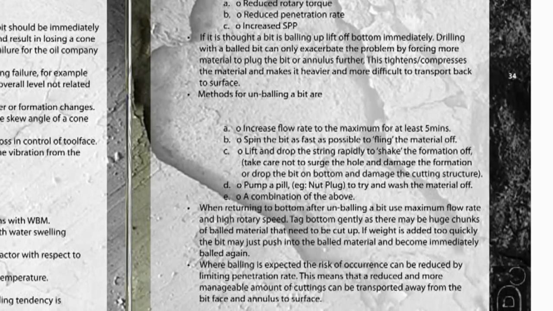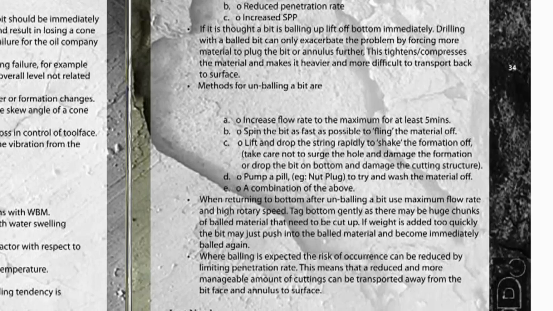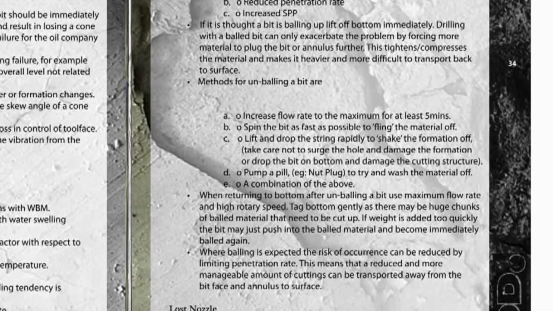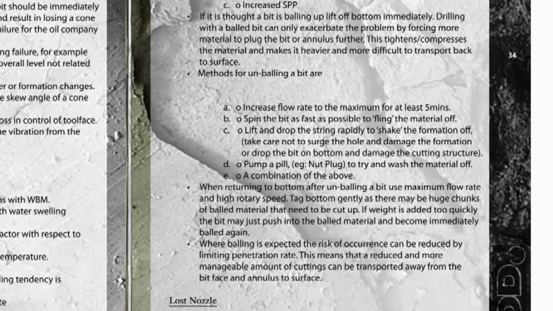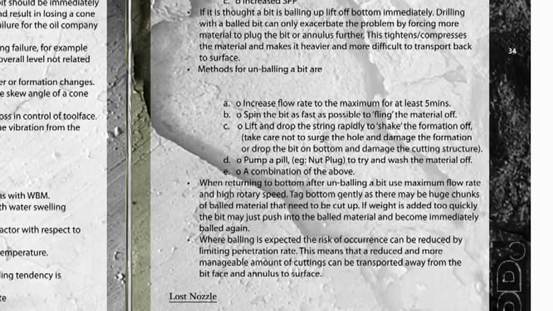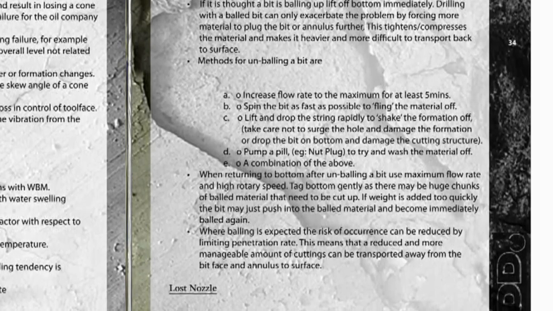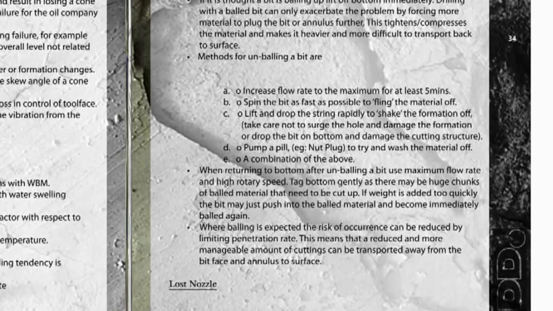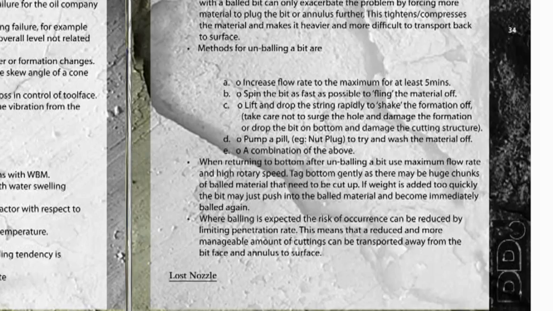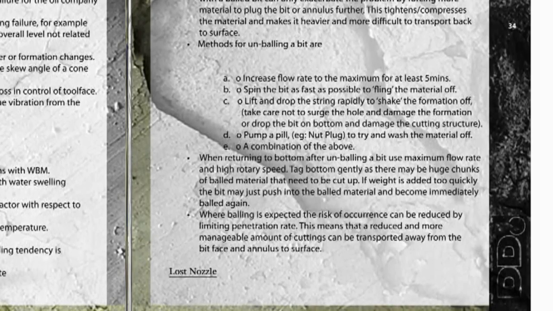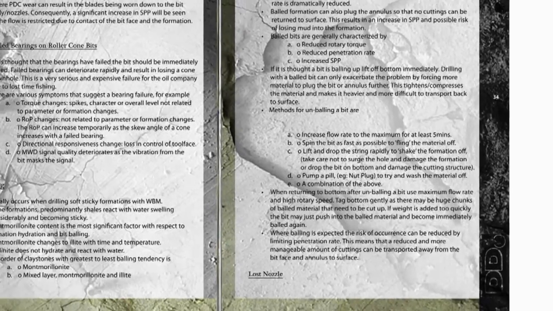When returning to bottom after unballing a bit, use maximum flow rate and high rotary speed. Tag bottom gently, as there may be huge chunks of balled material that need to be cut up. If weight is added too quickly, the bit may just push into the balled material and become immediately balled again. Where balling is expected, the risk of occurrence can be reduced by limiting penetration rate. This means that a reduced and more manageable amount of cuttings can be transported away from the bit face and annulus to surface.